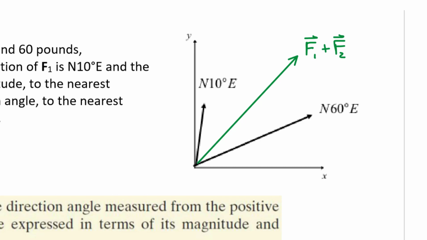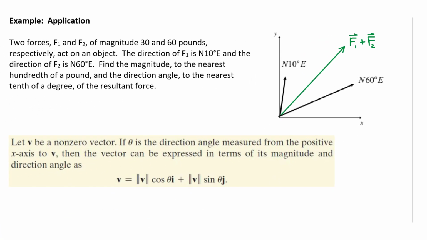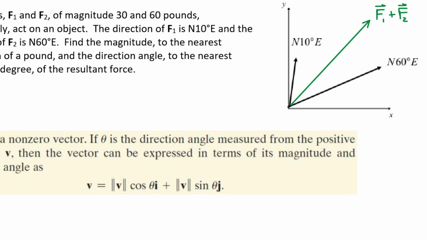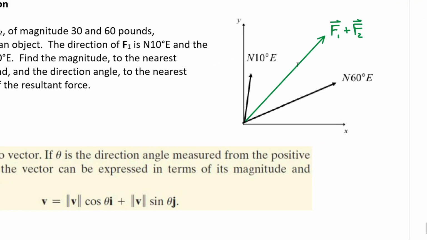Now in the last video, we talked about how we can do that using the formula vector v equals the magnitude of v times cosine theta i plus the magnitude of v times sine theta j, where theta is the angle formed with the positive x-axis.